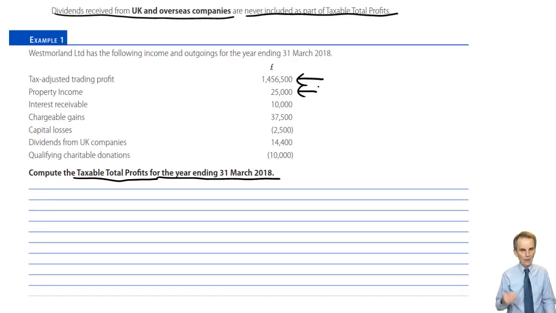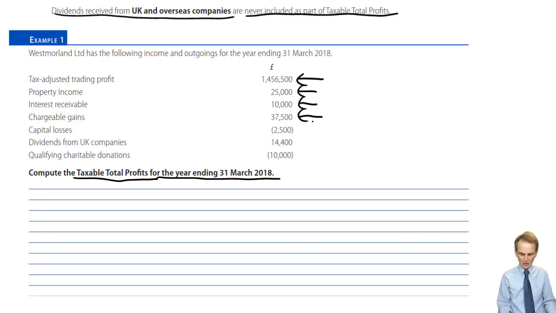Property income. You're going to have to bring in rental income accrued, less allowable expenses incurred. Again, also, if you remember, I hope you do your chapter 3, you might have to include the premium received, or at least the income element of a premium received on the granting of a short lease. If you can't remember or don't know what I'm talking about, go back to chapter 3 and see what that was. Interest receivable, again, should be straight from the question on an accruals basis. If there was any interest payable on non-trading loans, it would be deducted from that interest receivable.